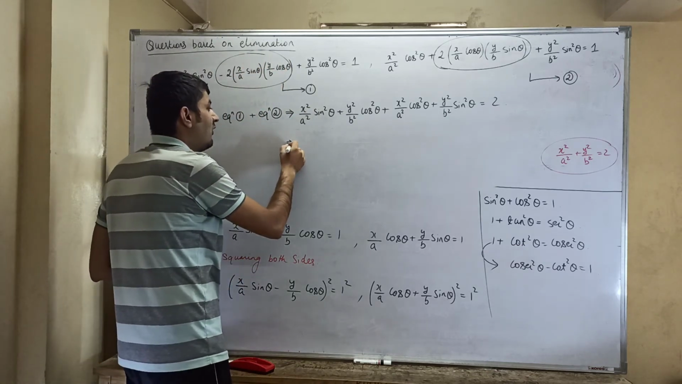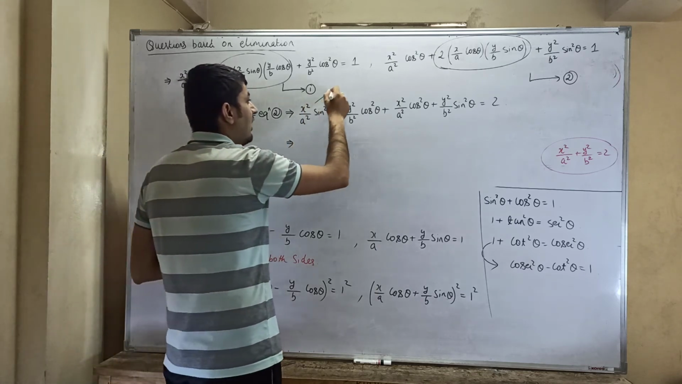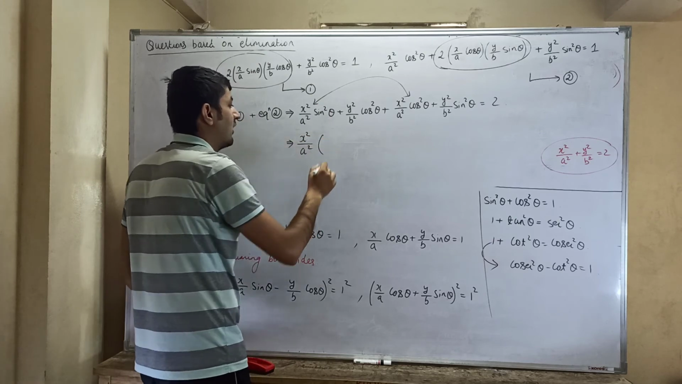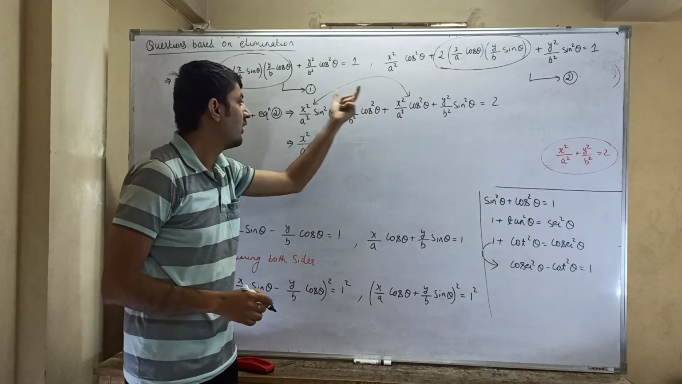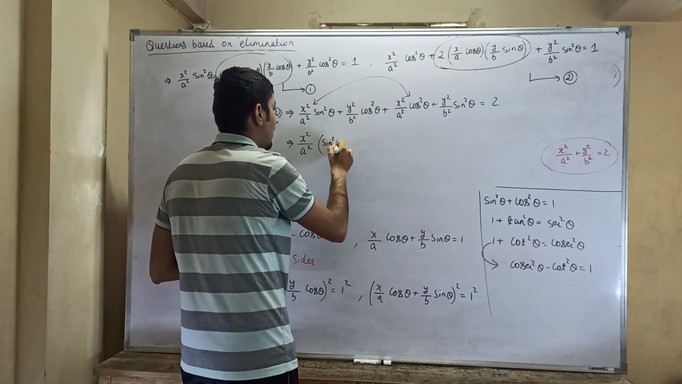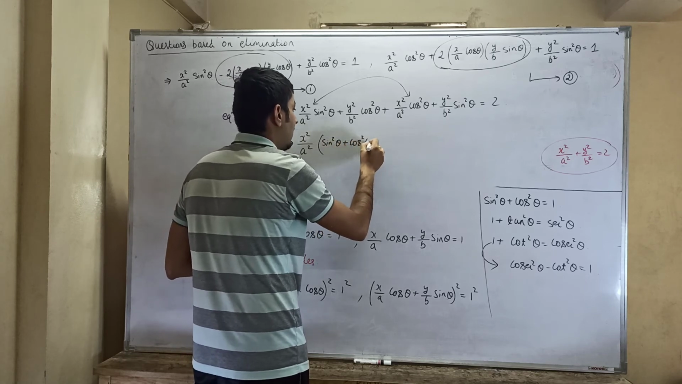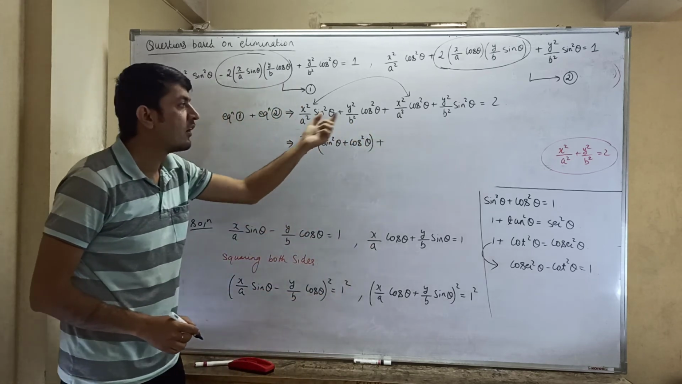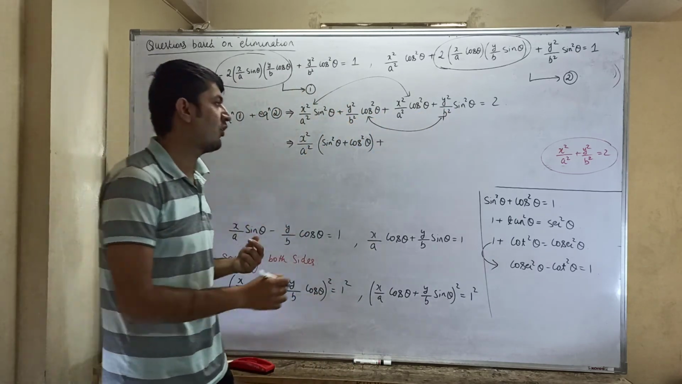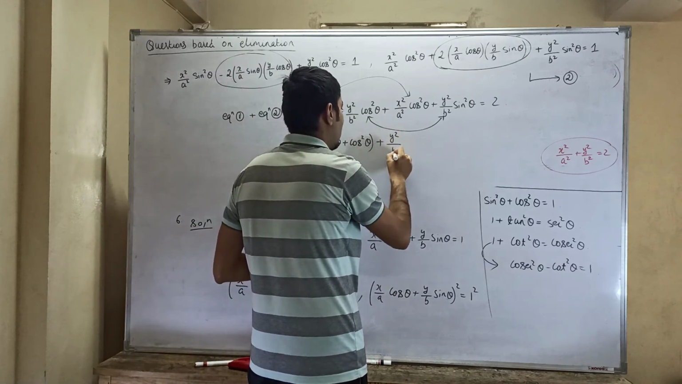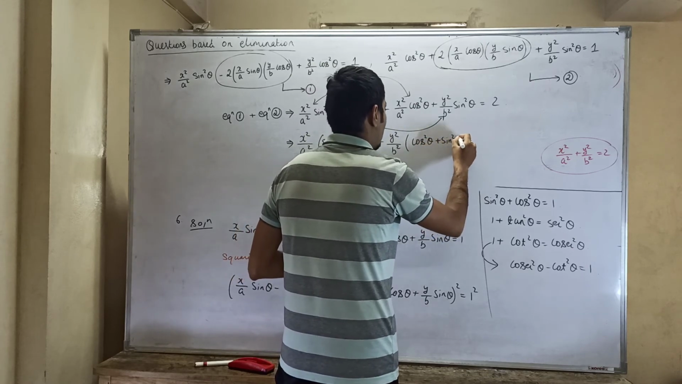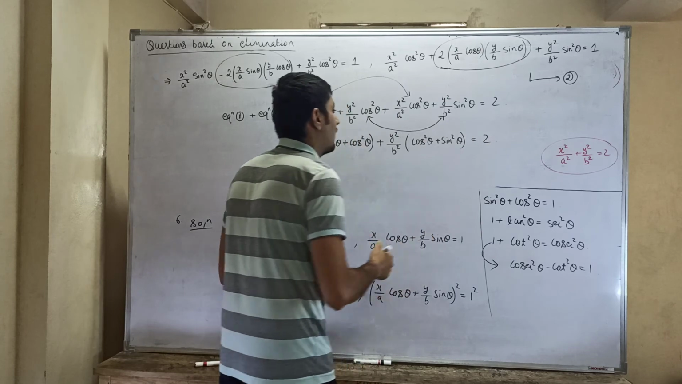Now you see, can you take out something common? From here and here, what is common? X square by a square is common. So what is left? Sine square theta plus cos square theta. Then from this and this, y square by b square is common. You are left with cos square theta plus sine square theta, and it is equal to 2.